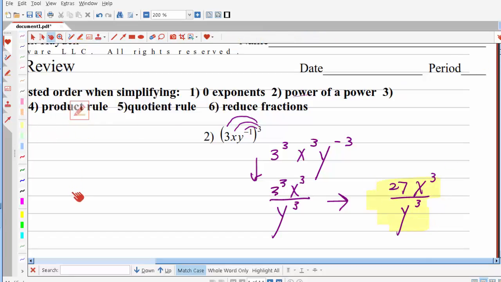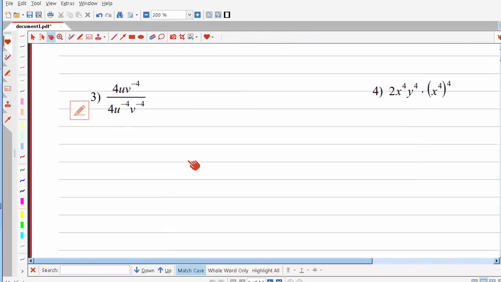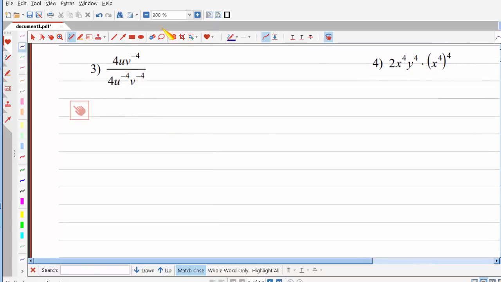All right, let's see what the next one is. Okay, so right off the bat, there aren't any zero exponents, but you can tell there's a 4 in the numerator and the denominator, so you can cross that right out. Then let's see, I'm going to move on. I don't have power of a power. I'm going to move on to negative exponents. So what's going to happen is every negative exponent in the denominator is going to go to the numerator, the base along with its exponent, and become positive.